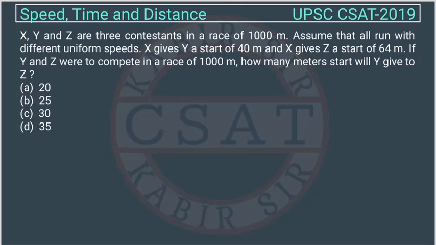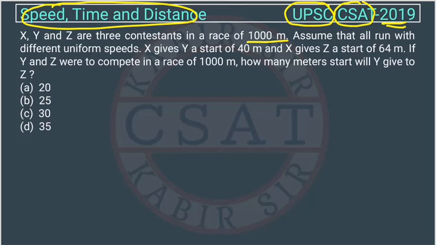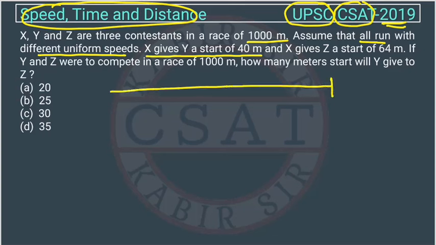This is a question of speed, time and distance asked by UPSC in their CSAT paper of 2019. X, Y and Z are three contestants in a race of 1000 meters. Assume that all run with different uniform speeds. X gives Y a start of 40 meters, right? So let's draw it from here to here. This is the starting point and this is the final point. So what is happening? X gives Y a start of 40 meters.